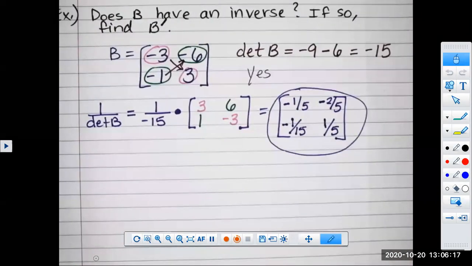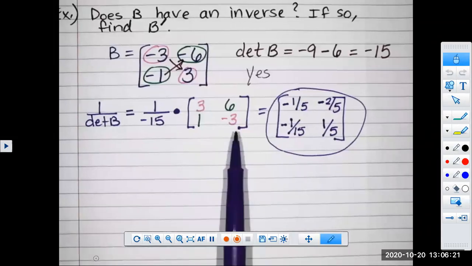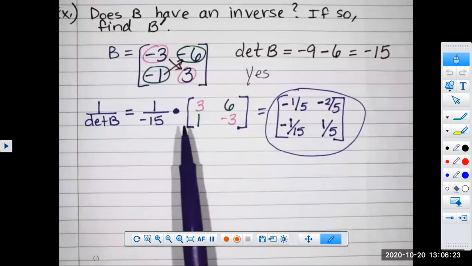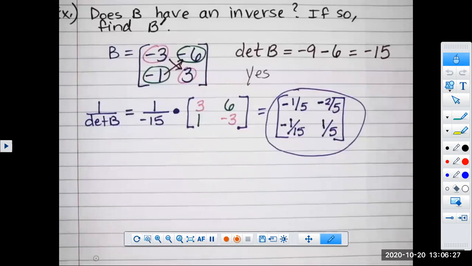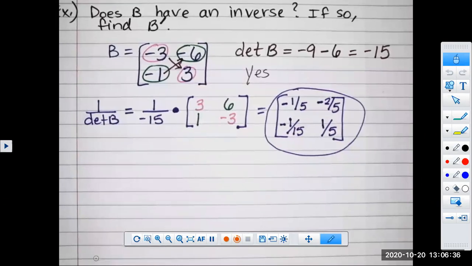The main thing I see students make mistakes on is that they forget to switch, they forget to change signs, and they forget to multiply by 1 over -15 instead of just that. Okay, any questions about how to find an inverse?